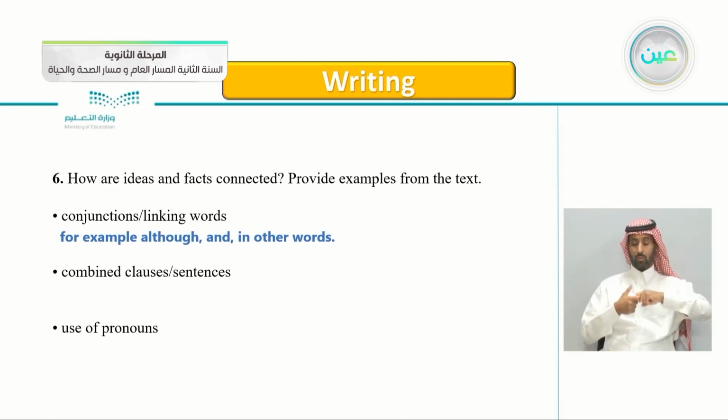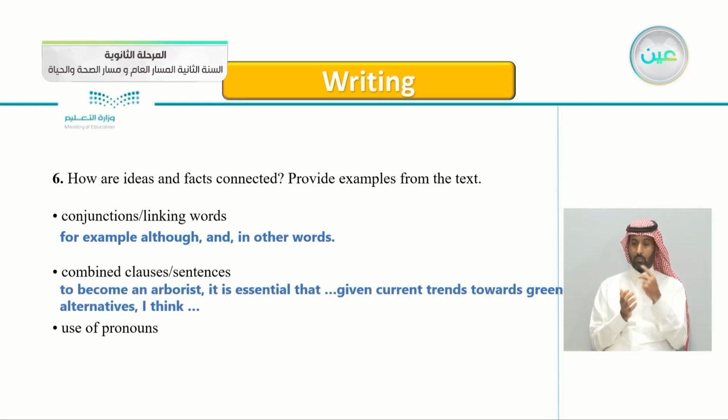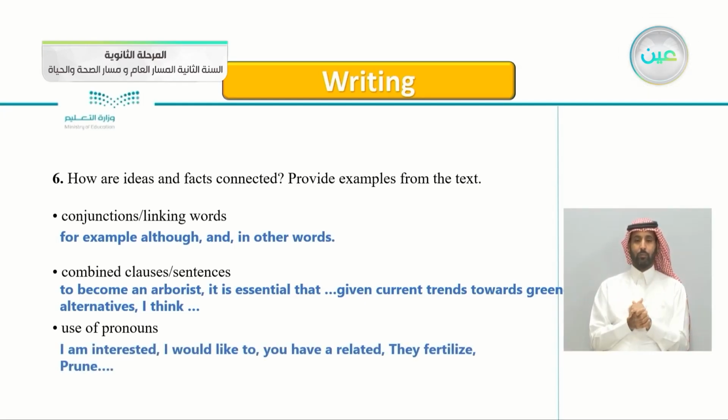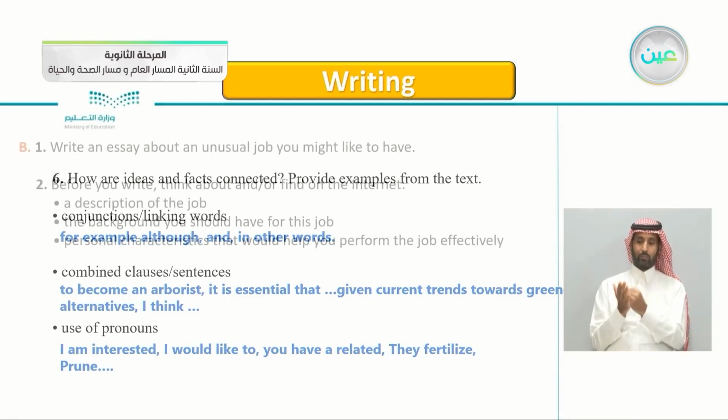Combined clauses and sentences. Again, combined clauses and sentences. Provide some examples here from the text. To become an arborist, it is essential that, given current trends toward greener alternatives, I think, and so on. Use of pronouns. I think you can see in the article lots of pronouns actually. So use of pronouns. He said, I am interested. I would like to. You have a related. They fertilize, etc. So there is a lot of use of pronouns in the article.